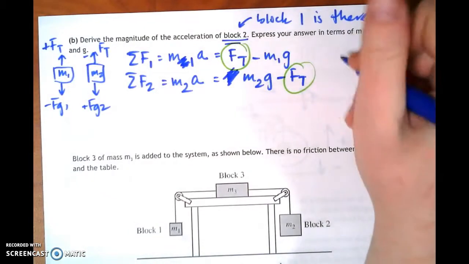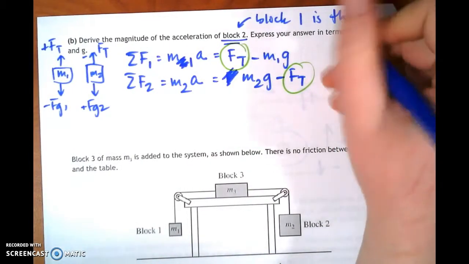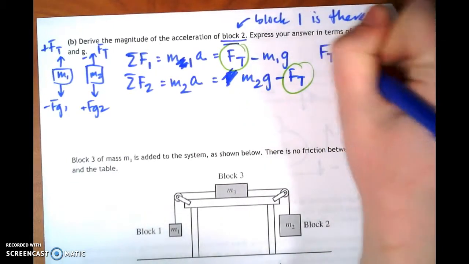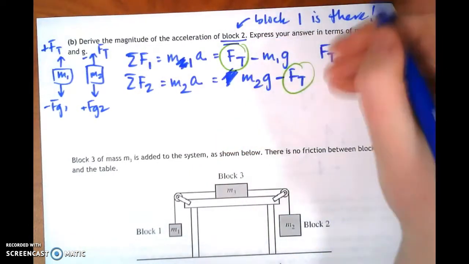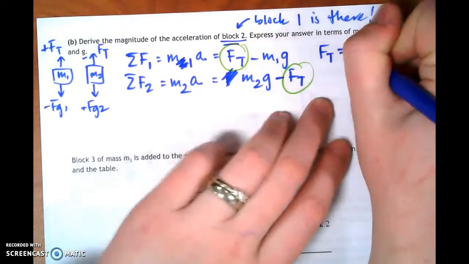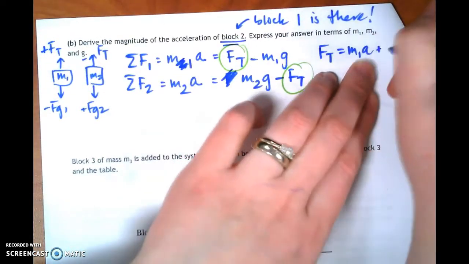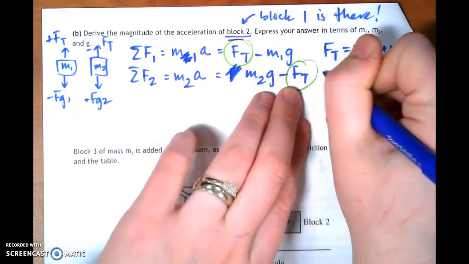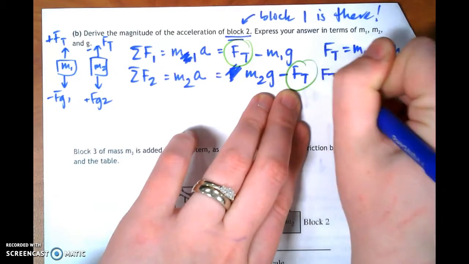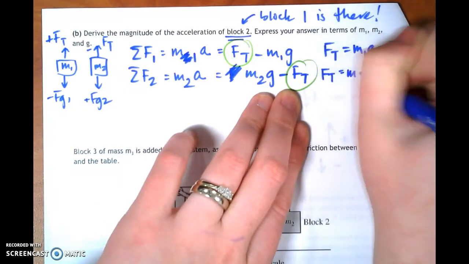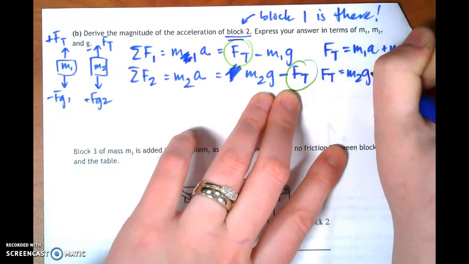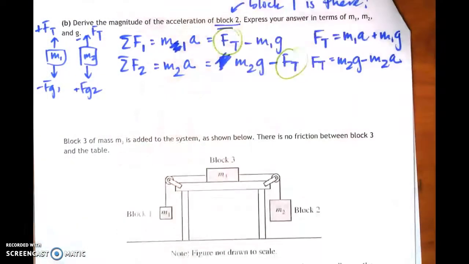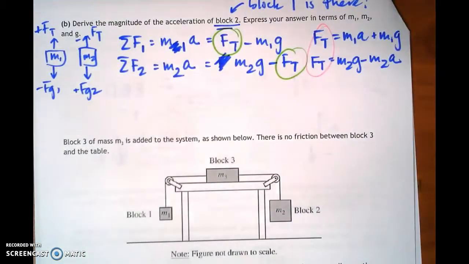So there's a couple ways to solve this problem, but here's the way I like to do it. I like to use substitution. So I'm going to solve both of these equations for force of tension. So for object 1, if I solve this equation up here, it's going to be equal to mass 1 times acceleration plus mass 1 times gravity. Work it out yourself if you need to check my algebra. For this second one, it's going to be force of tension is equal to mass 2 times gravity minus mass 2 times acceleration. So now I have two equations that are both solved for F_T.